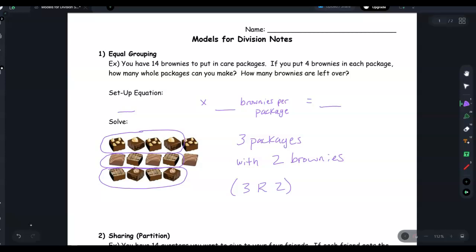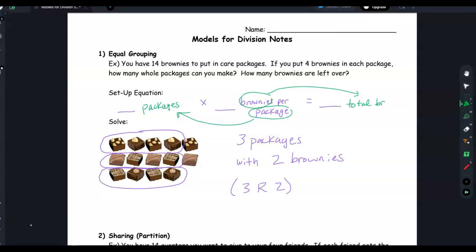And so another reason that I always like to start with that second number is because every single time you do this, whatever word comes after the word per is going to be the units on the first number. So this is going to have to be packages. And then whatever comes before the word per is going to go on your answer. So this is going to be brownies, or if you wanted to say total brownies, that's fine as well. So then all that's left now is to fill in the blanks with the numbers that I know.